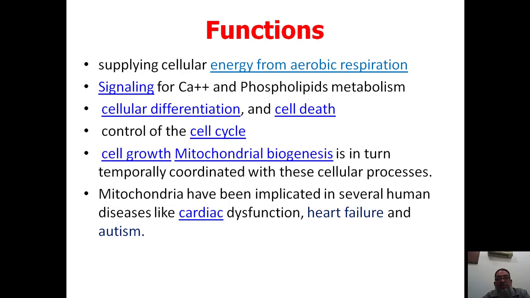Cellular differentiation and cell death. Remember also that when a cell divides, by budding or by ordinary mitosis, 1 to 2, there is division of the mitochondria as well. So the mitochondria in both daughter cells will be equally distributed, and the mitochondria have a role in cell differentiation and also cell death.